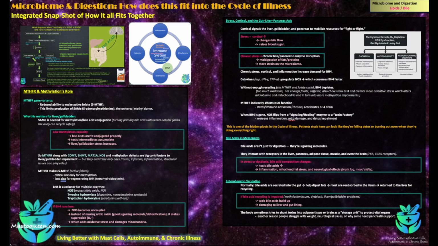The body will generally try to move toxins into white adipose tissue or that belly fat, and it acts as a storage unit to protect your vital organs. Another reason people struggle with weight, neurological issues, or why some need pancreatine support. Because remember, the more white adipose tissue or harmful belly fat that you acquire, it starts acting like an endocrine organ, and it alters hormones, but it also tells the body to make even more inflammation.